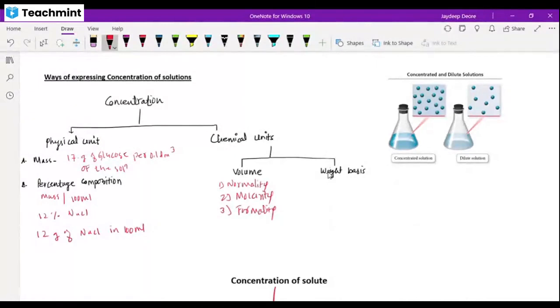Okay, so according to the chemical units, the concentration is again classified on the basis of volume and weight basis. Volume basis is again classified into three types: normality, molarity, and formality. So if the volume changes, the unit is going to change, or the concentration is going to change. Similarly, the second type is weight basis. Weight basis is again classified into two different classes, that is mole fraction, and the second one is molality. Sorry, it is molality, not molarity. So this is the way of expression of concentration in physical as well as chemical units.